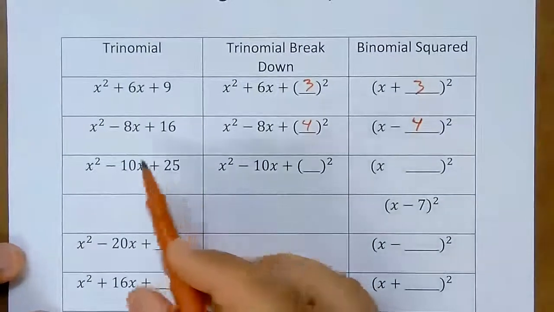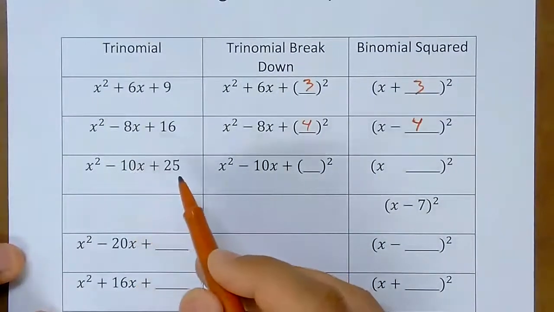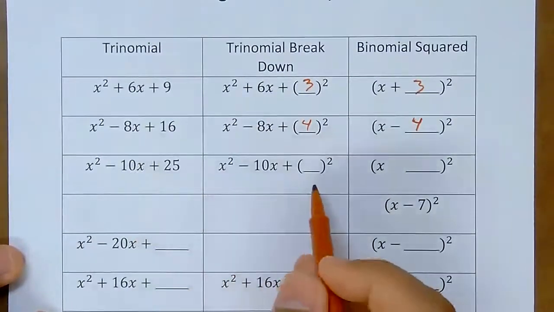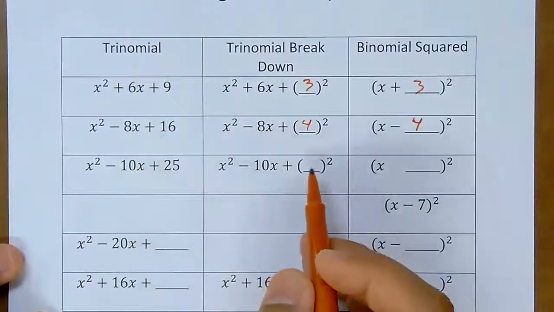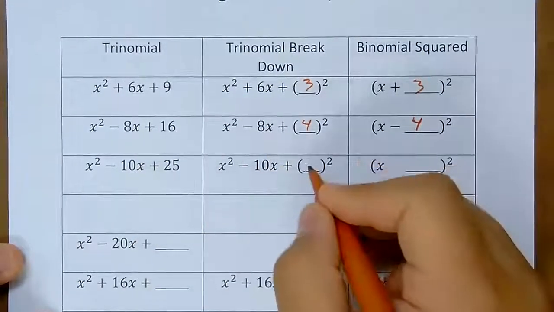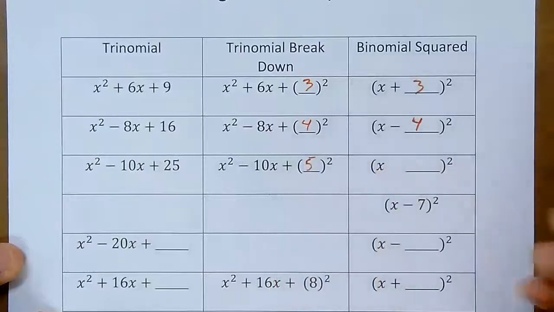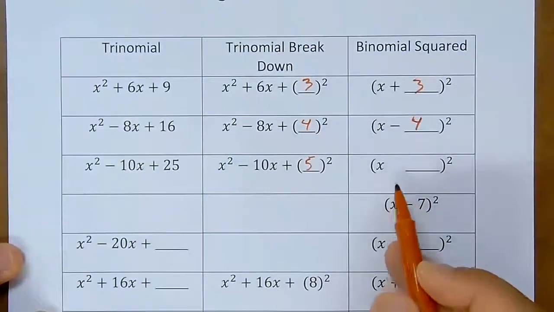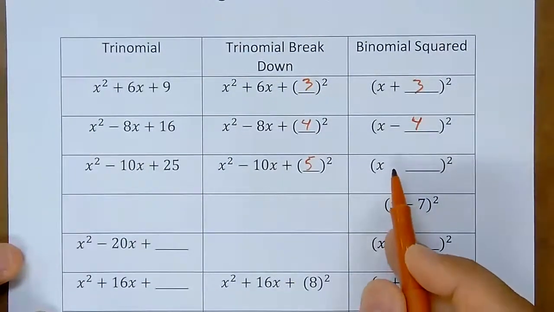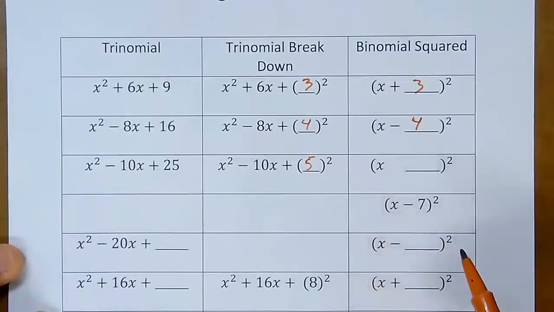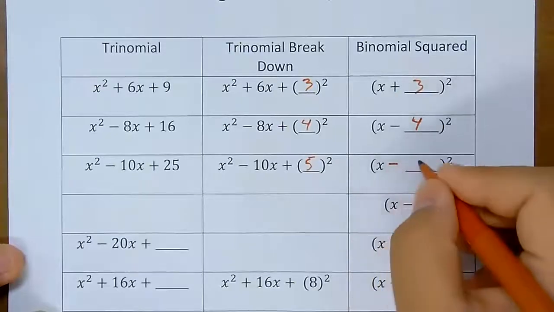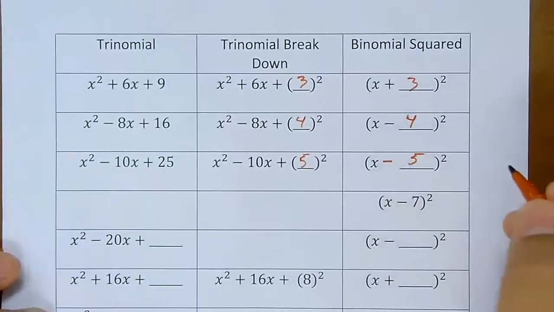Let's try another one. We have x squared minus 10x plus 25. We have x squared minus 10x plus blank squared. So what squared equals 25? Well, that's just 5 squared. Okay. So we have x blank blank quantity squared. Let's figure out, is this going to be a plus or a minus? All right. This is a minus 5 squared.